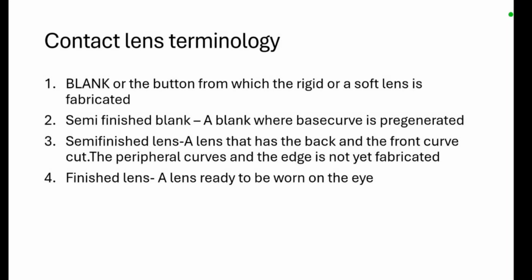Next, a semi-finished lens is a lens that has the back and front curve cut. The peripheral curve and edges are not yet fabricated. Next is the finished lens. A finished lens is ready to be worn on the eye.